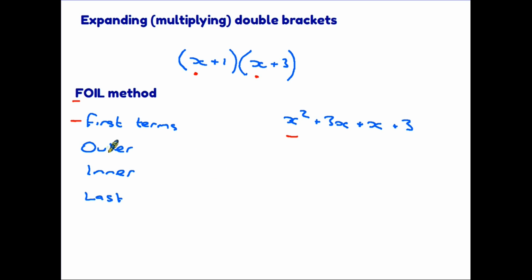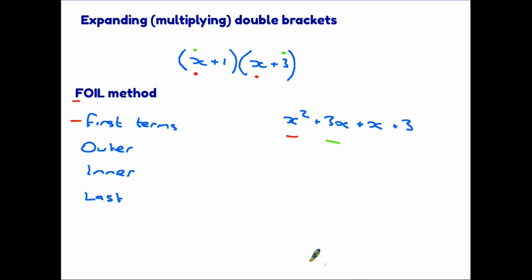Then we're going to look at the outer terms. This means the ones on the very outside of the problem. That would be the X in this bracket and the 3 in this one. So we are multiplying the outside two terms, the 3 times the X. This is where we ended up with 3X.